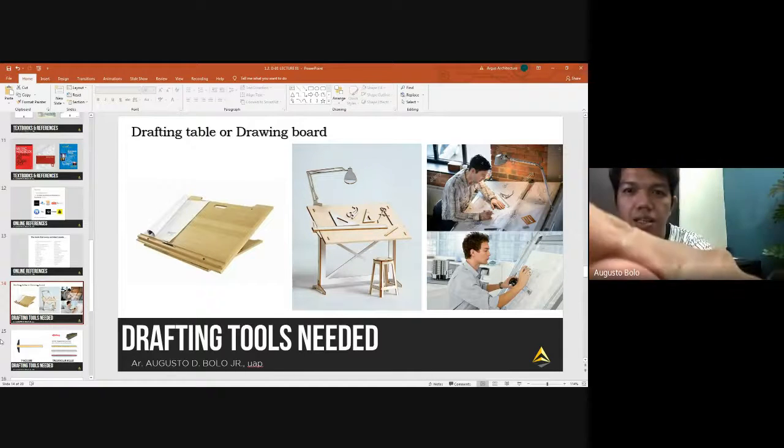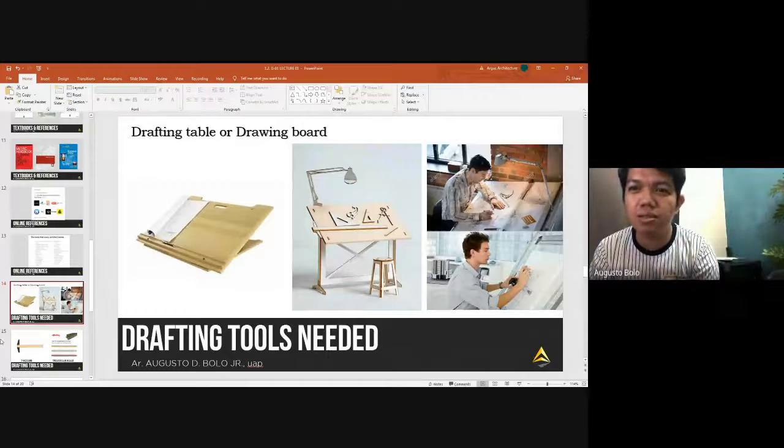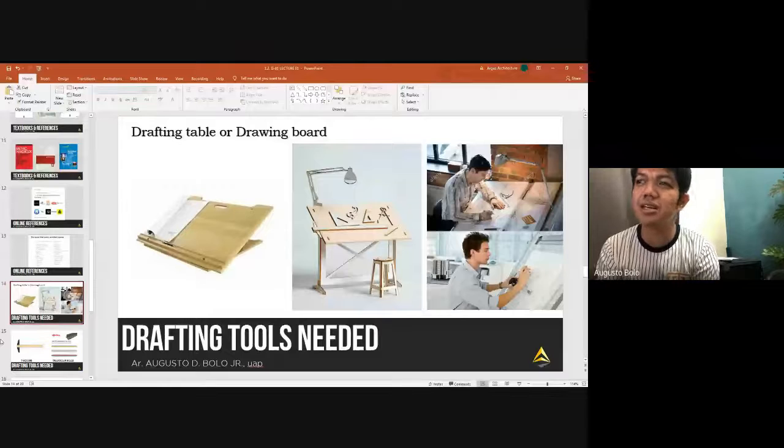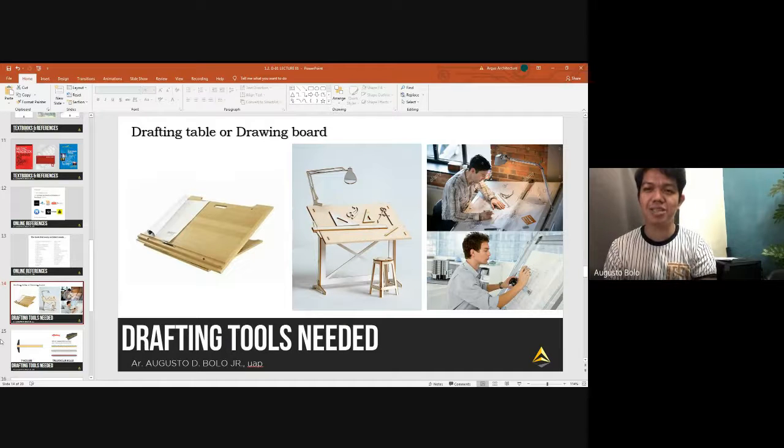Nick, meron ka ng drafting table? Wala po, sir. Meron pero po wala po, sir. Pero nakakita lang po, sir, ng mga sa YouTube, sir, ng price. Okay. Baka meron sa online, yung mga dating archi na nagpapa second hand buy and sell. Nagpapa online sell. Alright.